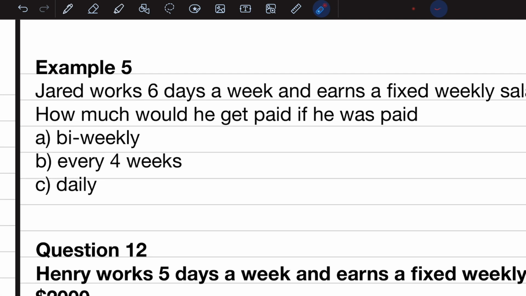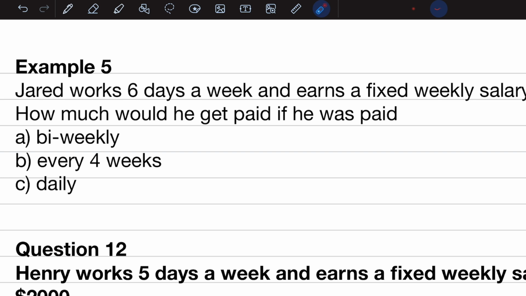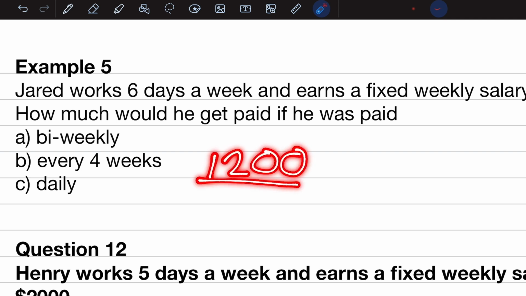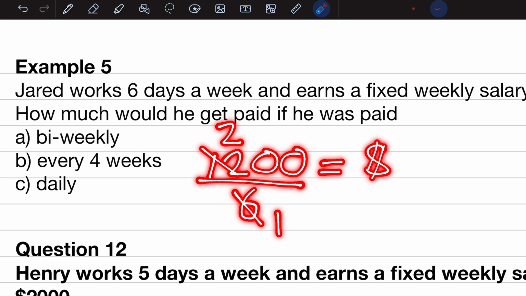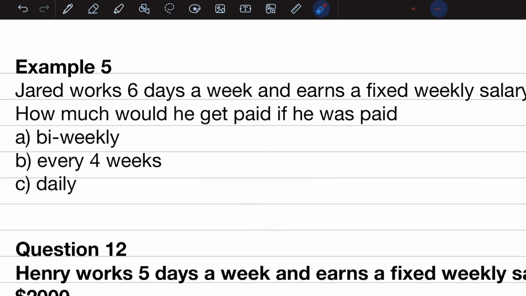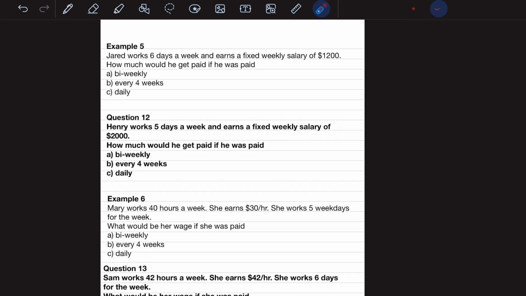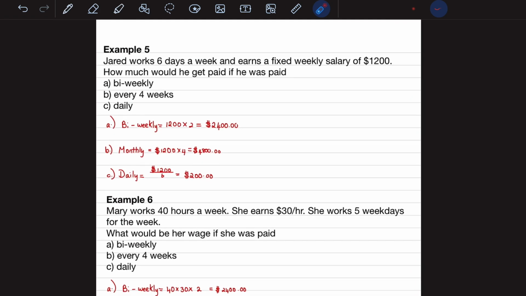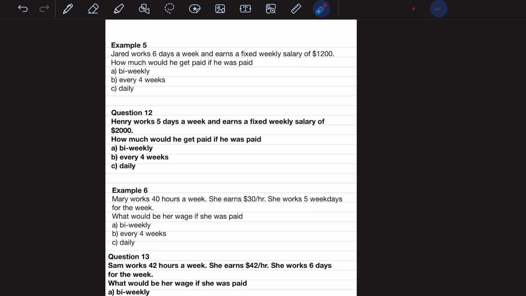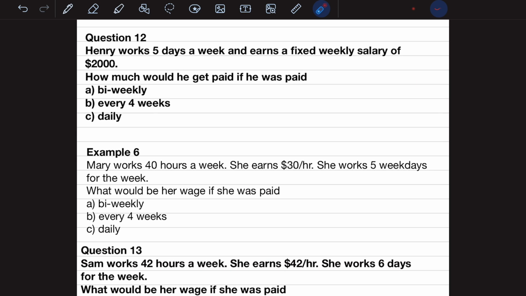Now daily, all we need to do is determine how many days he worked per week, which was given above, 6 days per week. So if in 6 days he's making $1,200, we simply divide his weekly earnings by the amount of days he worked in that week. 6 into 6, 1, 6 into 12 is 2. So that's $200 daily, or $200 per day. Alright, so you can pause the video and try question 12.